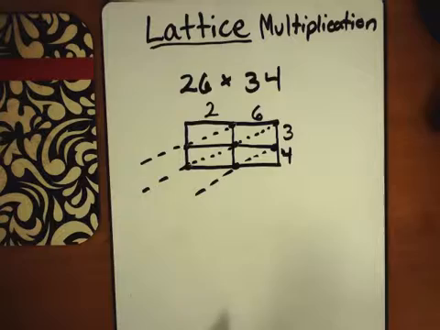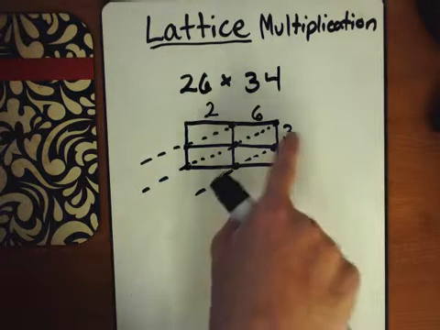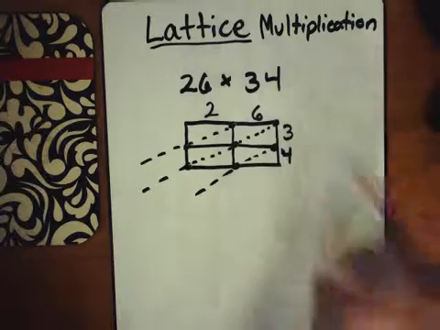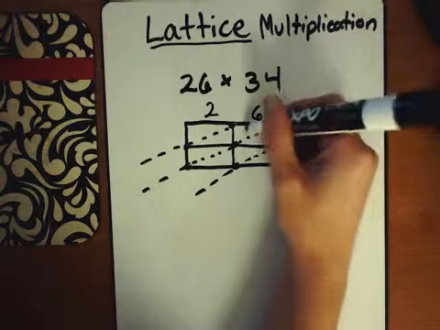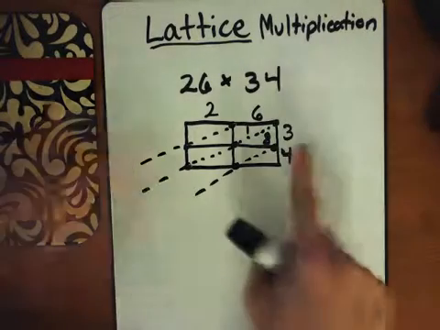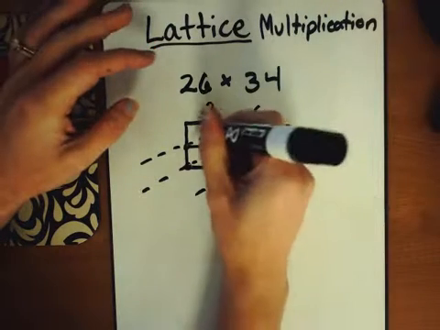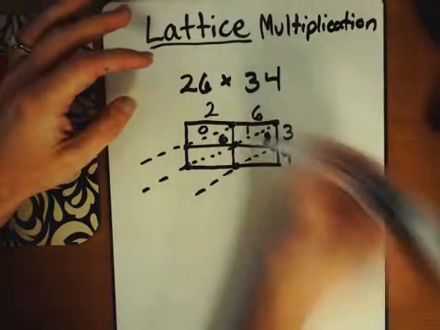Okay, so I've got my grid set up. Let's go ahead and do this together. I'm going to do my 3 times my 6 and my 3 times my 20 first. So 6 times 3, friends, is 18. And then 2 times 3 is 6. So that's 0 tens and 6 ones.